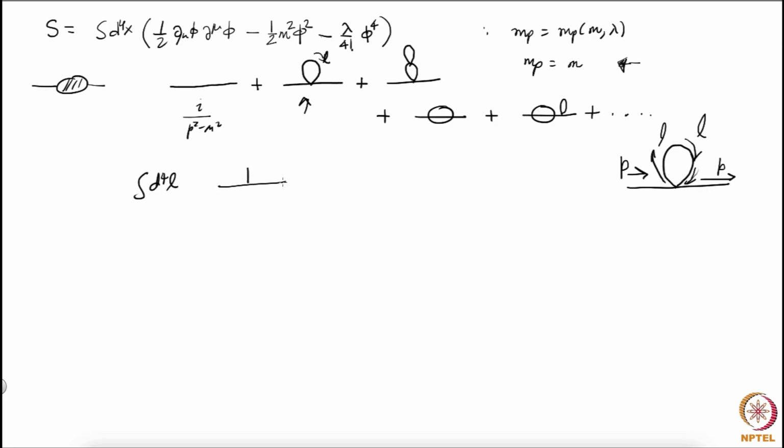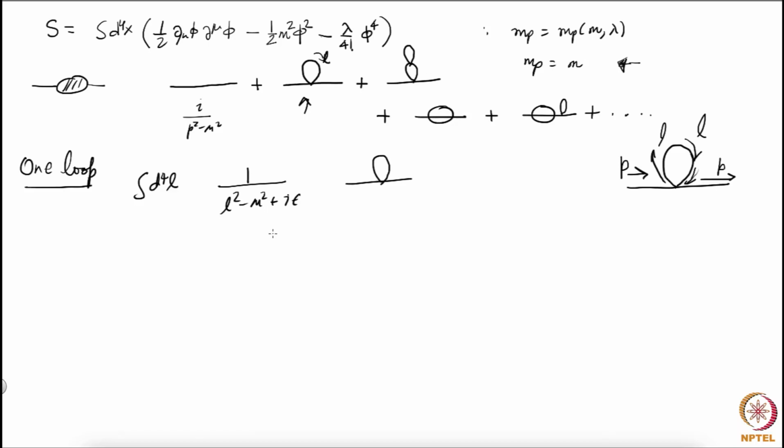Anyhow, so you have 1 over L square minus m square plus i epsilon. Okay, and as I was saying last time, you have 4 powers of L in the numerator and 2 powers in the denominator, so this diverges. Okay, as I promised, I'll show you how to do it properly, but you roughly see that this is divergent. Okay, and this is the situation at one loop. The diagram, which is this, diverges.